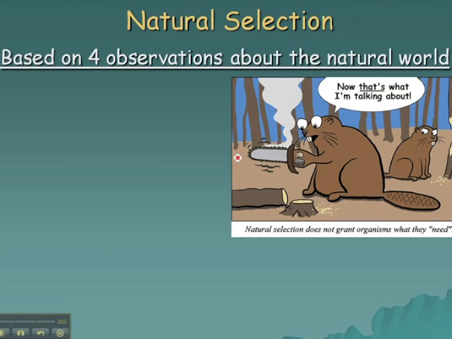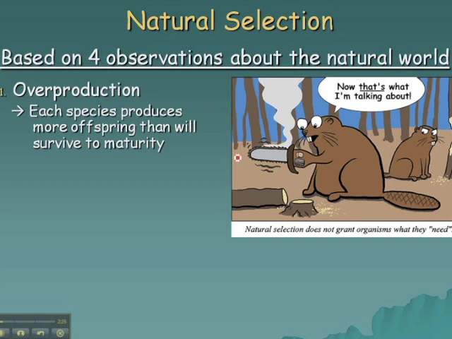Okay, so there are four basic observations about the natural world that are needed in order for natural selection to work. The first one is that individuals need to over-reproduce. So basically, each species produces more offspring than are going to survive. So you inherently get competition because of this. There's this need for the fittest to survive because some are going to die. So the question is, who's going to die? Well, the weaker ones. So that's a key ingredient.